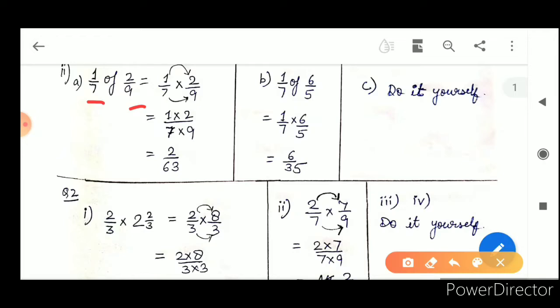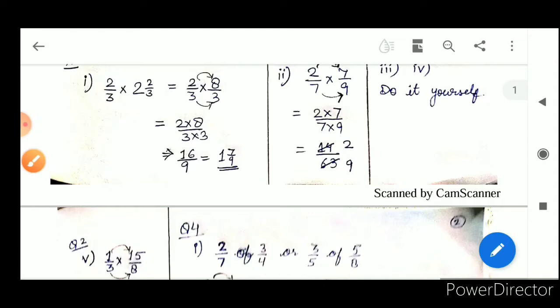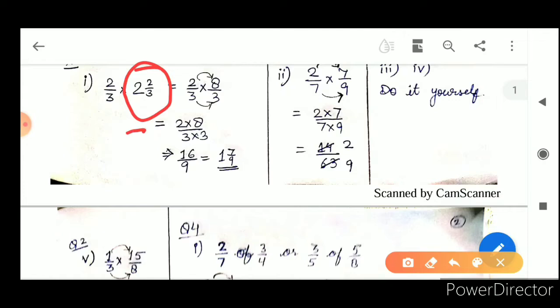Now the next part is to multiply a fraction by a given fraction. Here the "of" operator is given, so replace "of" by multiplication and then simplify further. Question number 2 is also the same, but the difference is that here in place of a fraction we have been given a mixed fraction. So convert the mixed fraction into an improper fraction and then apply the same process.